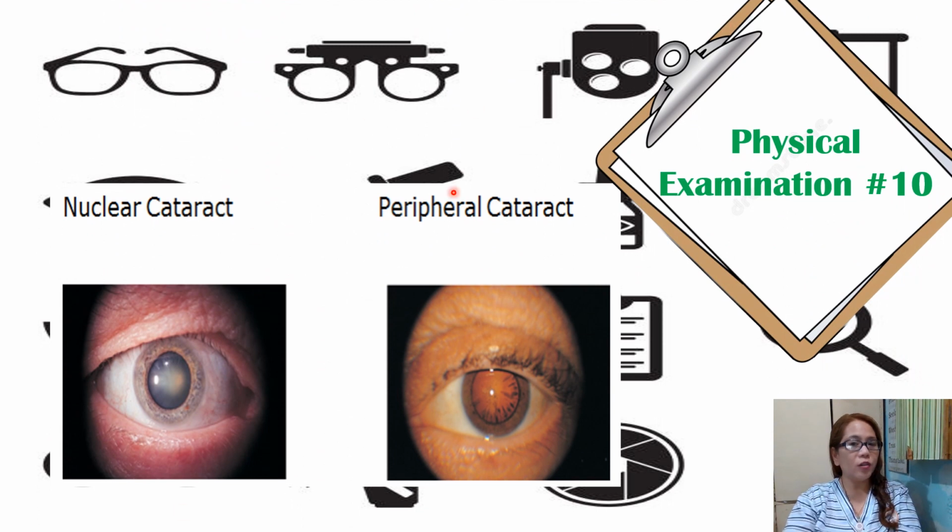Okay, so moving on to another abnormal findings of the eyes, particularly on the lens, we have the nuclear cataract. Look at the difference between the nuclear cataract and the peripheral cataract. The nuclear cataracts are clouding and hardening of the lens, particularly at the center of the lens, that results to blurring of vision.